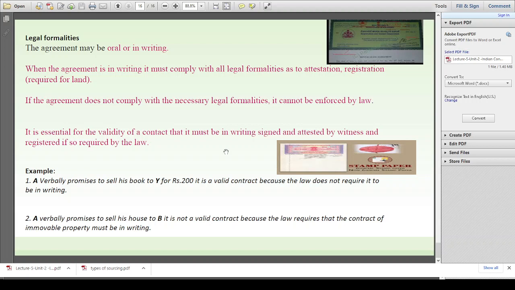It is essential for the validity of a contract that it must be in writing, signed by and attested by witnesses, and registered if so required by law. So registration charges, signatures of the witnesses, etc. These are some of the legal formalities. Then only we can consider that particular agreement a valid contract.